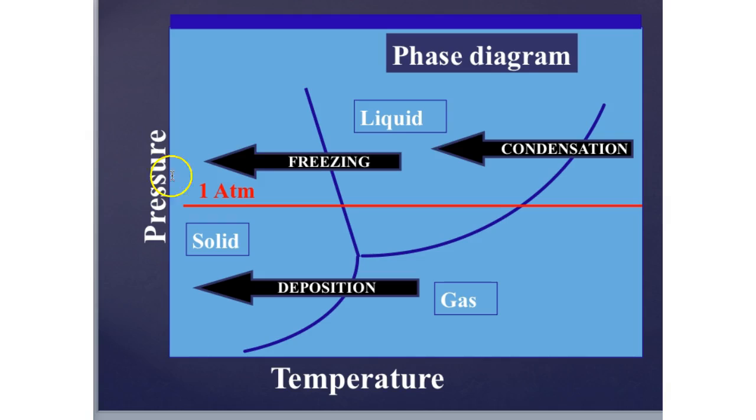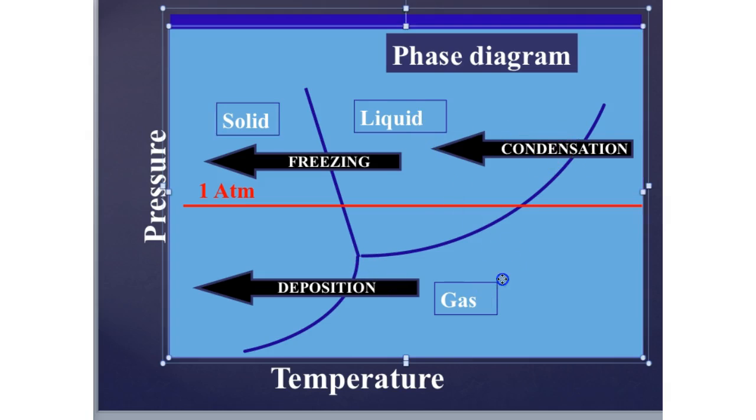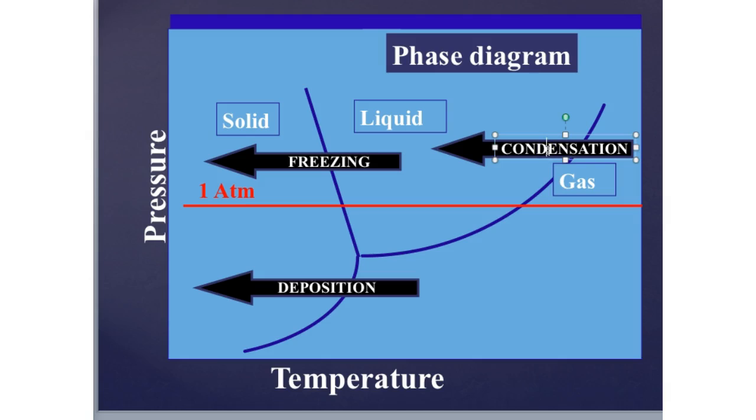Before we get there, I need you guys to label your phase diagram like this. If this is the solid right here and this is the liquid, when we go from liquid to solid, like water to ice, we call that freezing. When we go from gas, so all of this right here is gas, to liquid, that is called condensation. For example, clouds are gases and they turn into liquid.